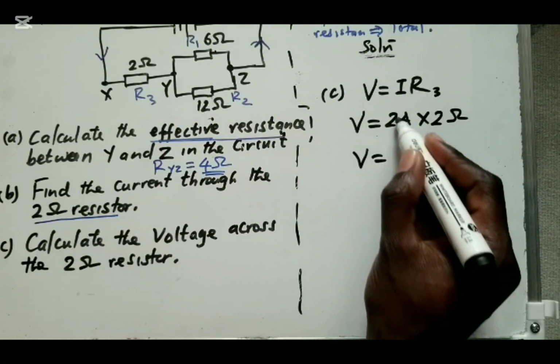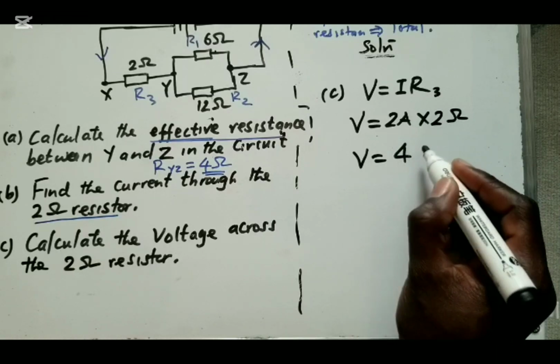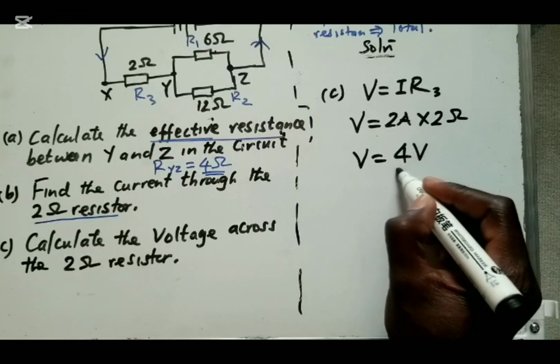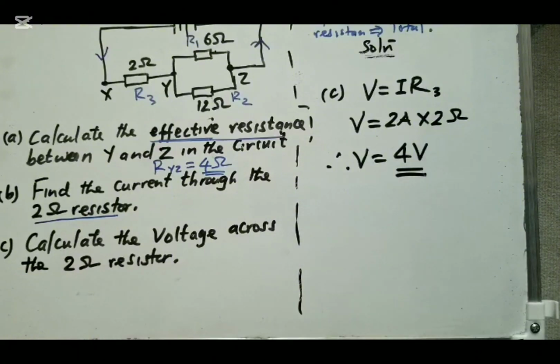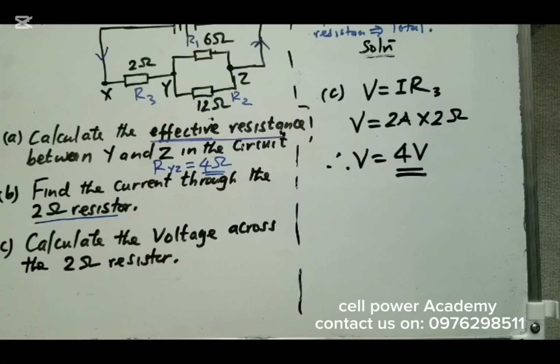So the voltage will be 2 times 2. That is going to give us 4 volts. Remember, the unit for voltage is the volt, and that's what you needed to calculate in this question.